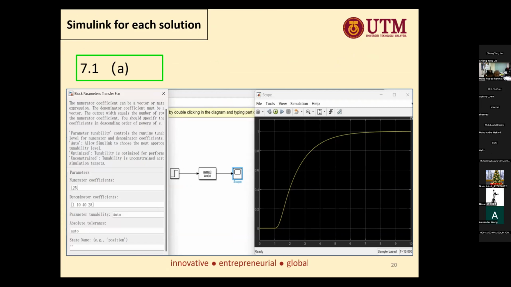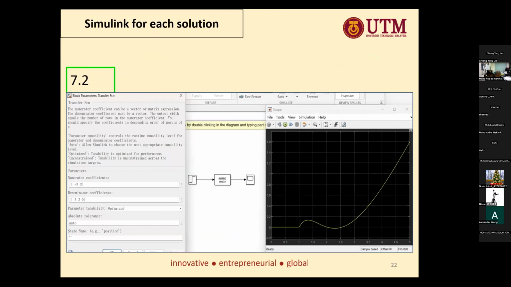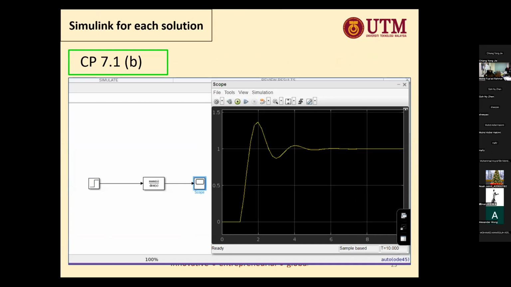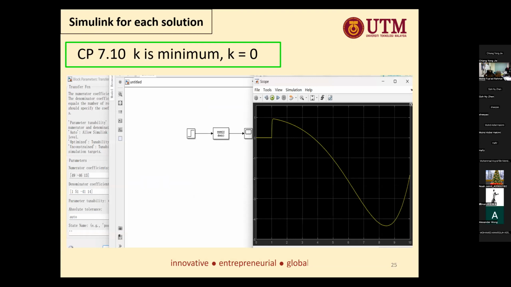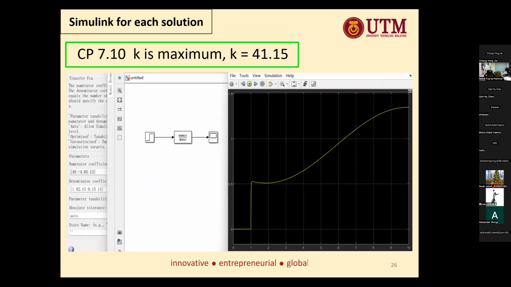Yeah, so this is the simulation for 7.1a. The step response according to the transfer function, 7.1c, and also 7.2. Can go to mine. This is 7.1B, the step response for the transfer function. Okay, so can go to 7.10. And this is the step response for 7.10 at minimum k. And this is for maximum k.